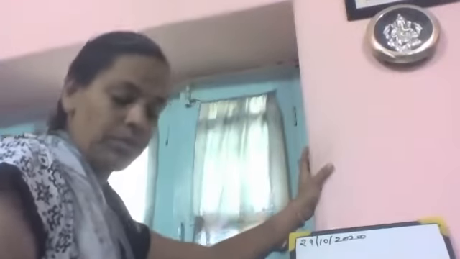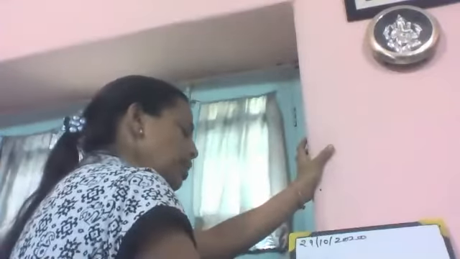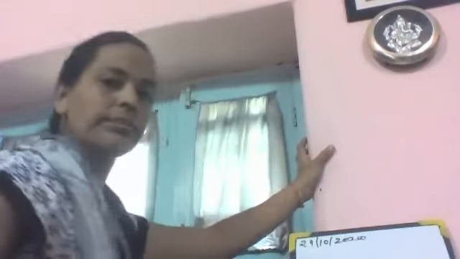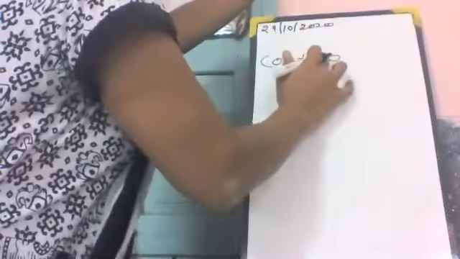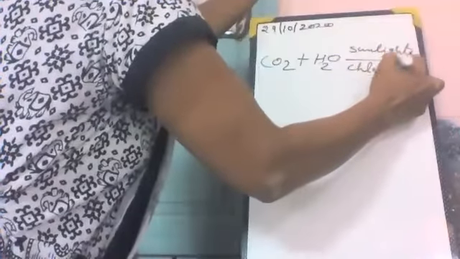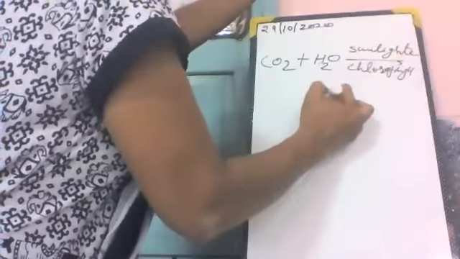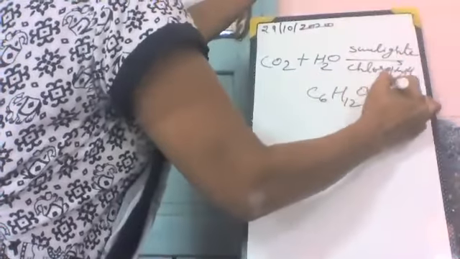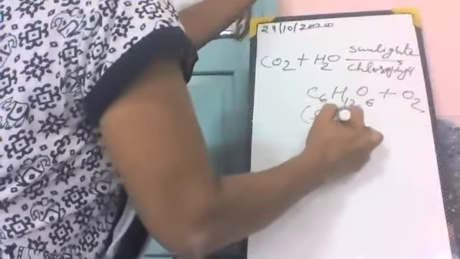Okay. So with the help of this, it forms glucose and oxygen. Carbon dioxide, water, H2O, here sunlight and chlorophyll. It gives C6H12O6 and O2. It is glucose. This is the process of photosynthesis.